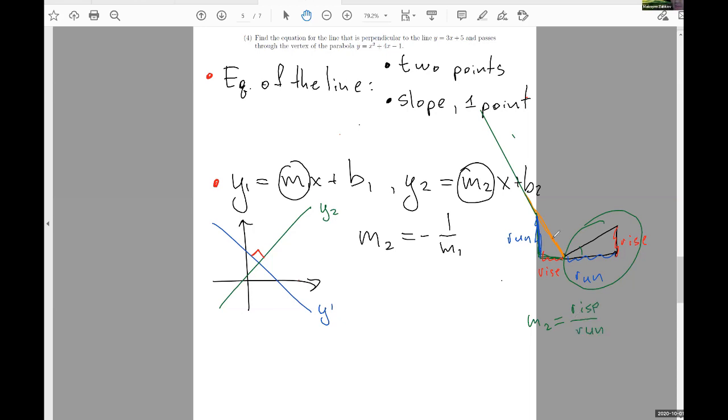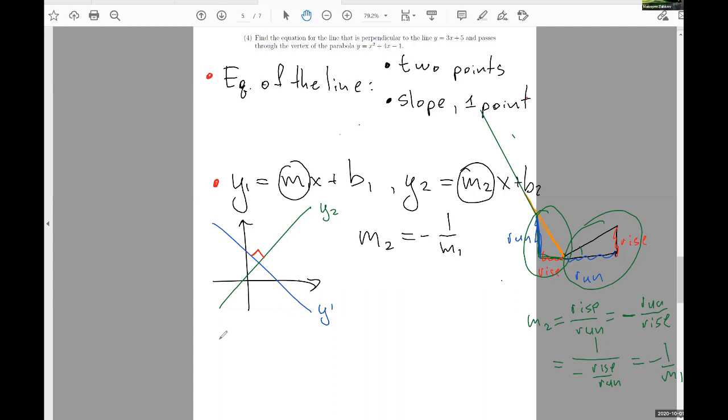But you can see that for my m1, the function was first increasing, but then it became decreasing. That's why I'm going to put a minus sign. And then I switch my rise over run, so we'll have run over rise. But this is equal to 1 over negative m1, so it's equal to -1 over m1. So this is the second fact.